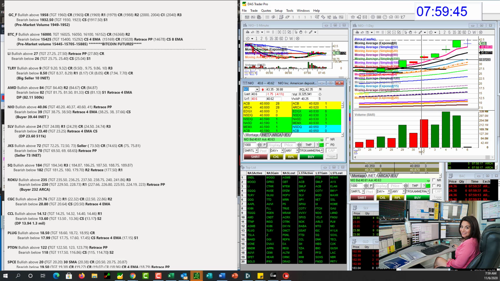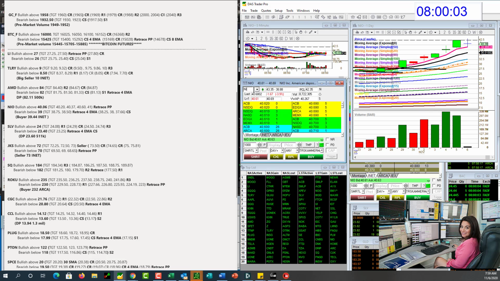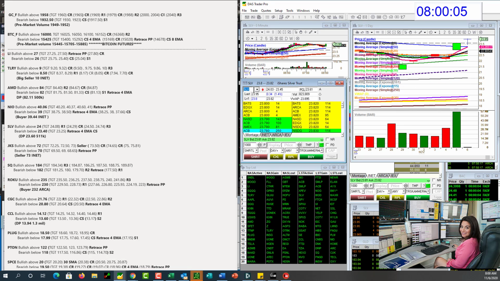Yeah, we've retraced back down to the 4 EMA. This has really been the popular pattern, right? Every time it goes down and then goes up, it retraces. It's on the 4 exponential moving average train, the express train. Bullish above 40.06, bear below 39 if it does turn around. Let's head on over to silver.